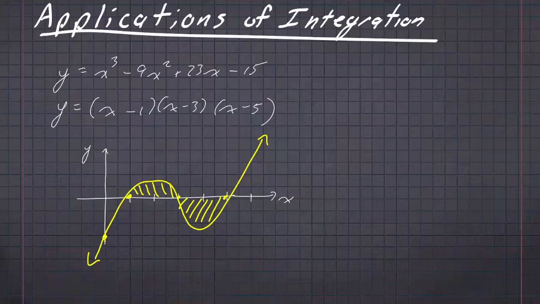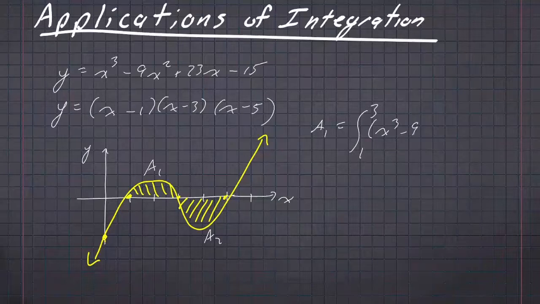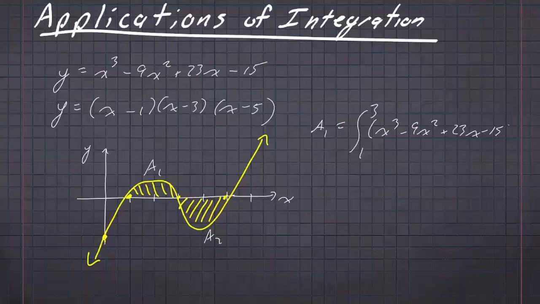To look at the part above the x-axis, we can set that up. I'll call that A1, and I'll call this down here A2. A1 is going to simply be the integral from 1 to 3 of the function x cubed minus 9x squared plus 23x minus 15 dx. A2 is a little bit trickier.